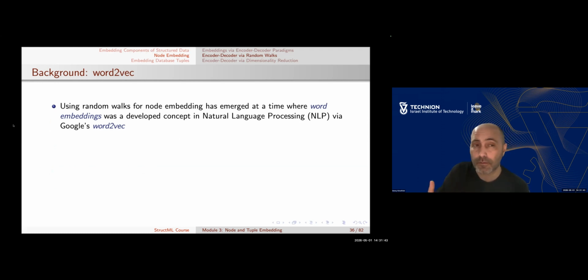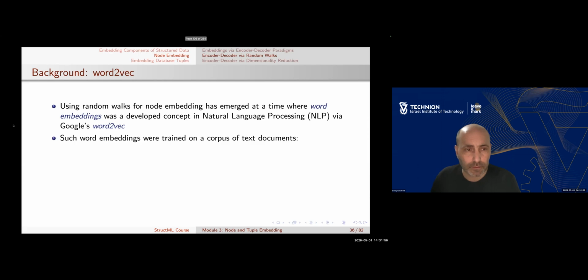the idea, the algorithm of word2vec. This was a very successful embedding model for natural language processing and was the motivation of many techniques and many models that evolved from it. Okay, so what is the idea of word2vec?